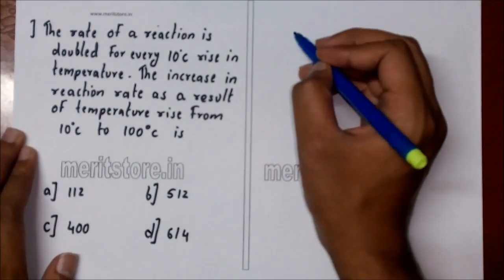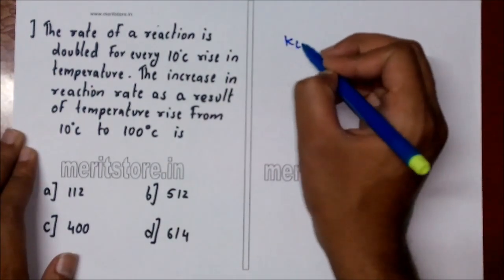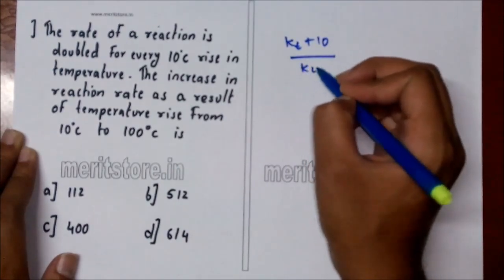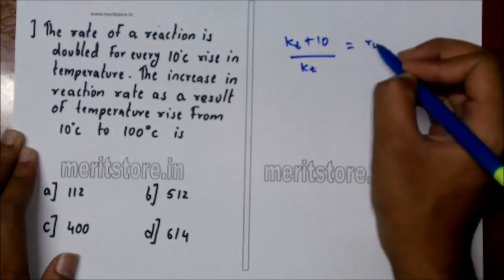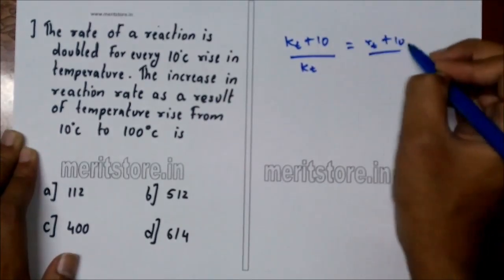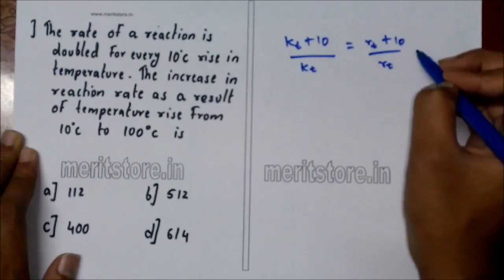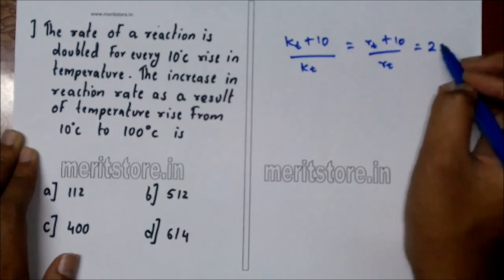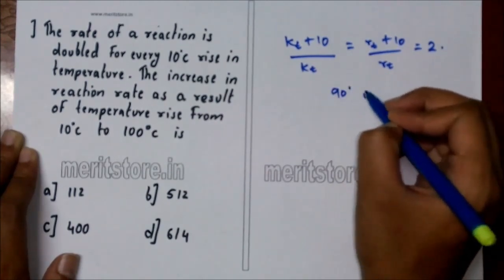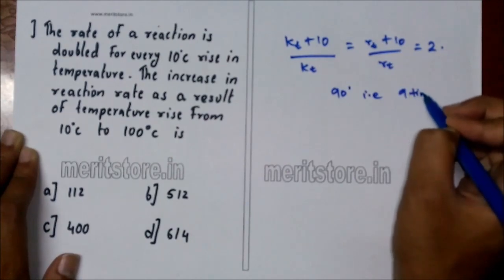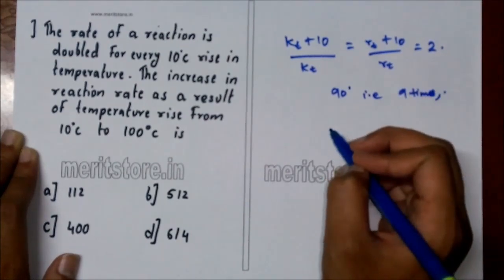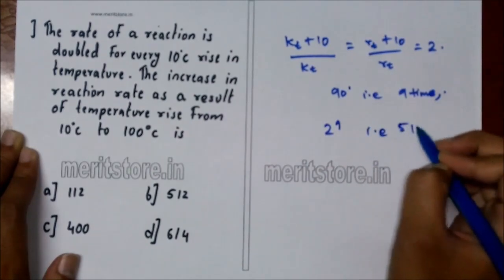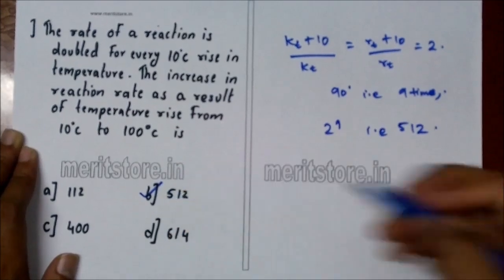So our given formula will be KT plus 10 upon KT, which is equal to rate at T plus 10 upon rate at T, which is equal to 2. For increase of temperature by 90 degree, that is 9 times, the rate increases by 2 raised to 9 times, which is 512. So option B is the correct option.